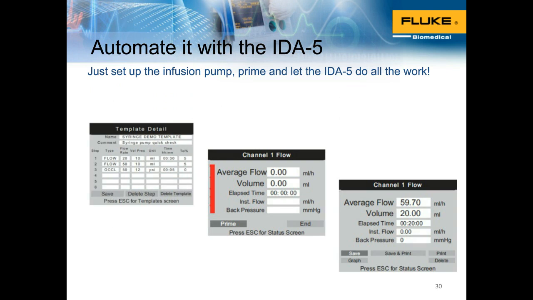This is a quick snapshot of how you can automate the IDA5. So what you're seeing here is a template that had been programmed into the device. You basically hit start. It immediately shows you the average flow. The infusion pump is obviously operating at this point in time. And you can specify whether you want the flow to end on volume or on time. And once that's done, you move on to the next parameter, which could be another flow reading or occlusion pressure.